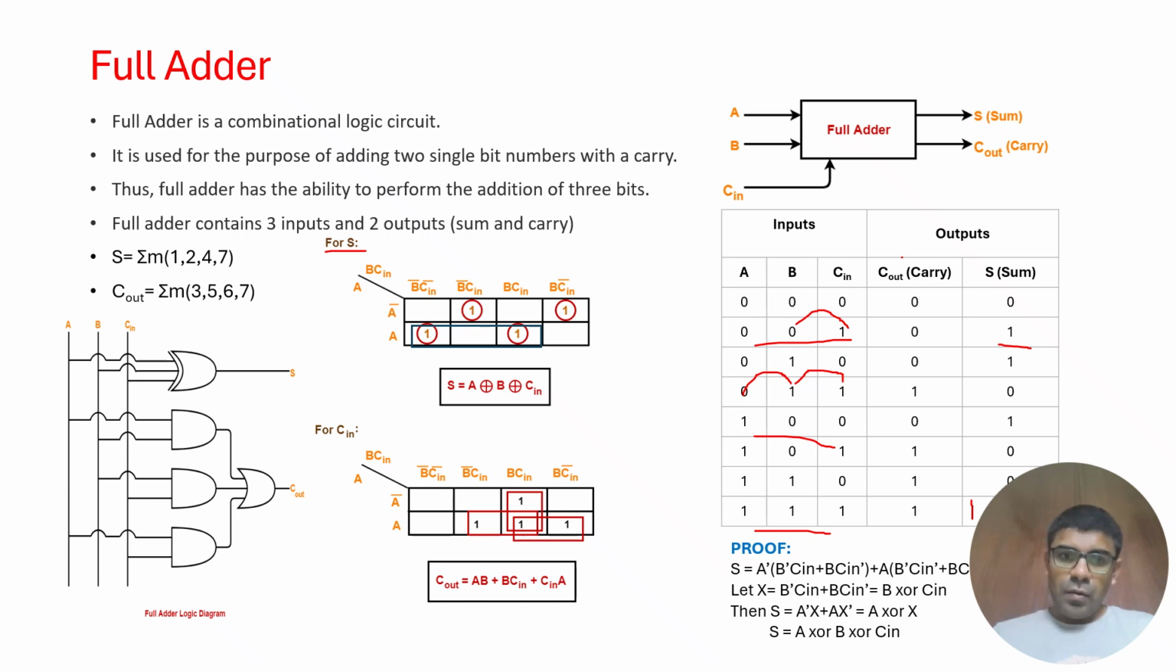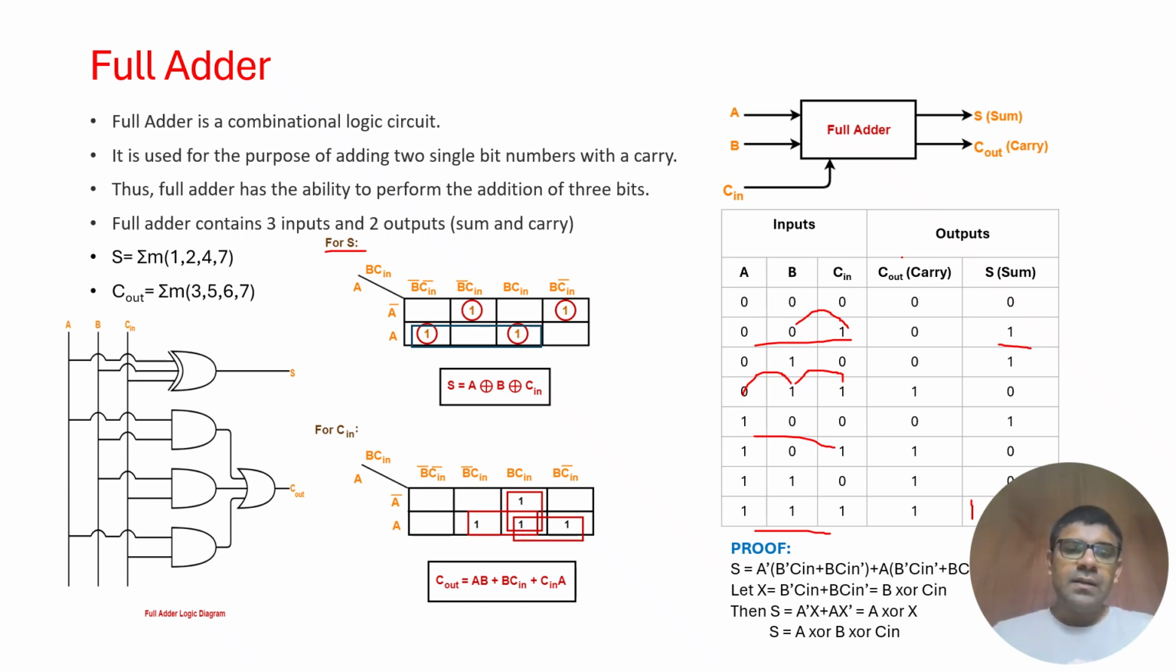So just group them as separate single cell groupings. We don't have any option for quad, pair and so on, so obviously we have to make single cell groupings. Then after making single cell groupings, write the simplified answer. For the first cell, first single cell mapping, A bar B bar C in will come. Similarly the second one, A bar B C bar will come. Then the third one, A B bar C in will come. Then the fourth one, A B C in will come.